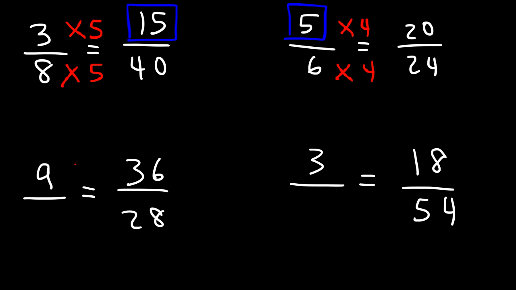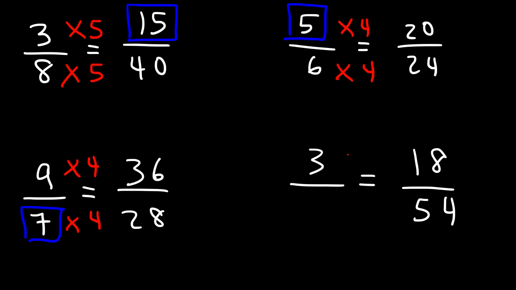Now going to the third problem, we know that 9 times 4 is 36. So what times 4 is 28? 28 divided by 4 is 7. So we could say that 9 over 7 is equal to 36 over 28.